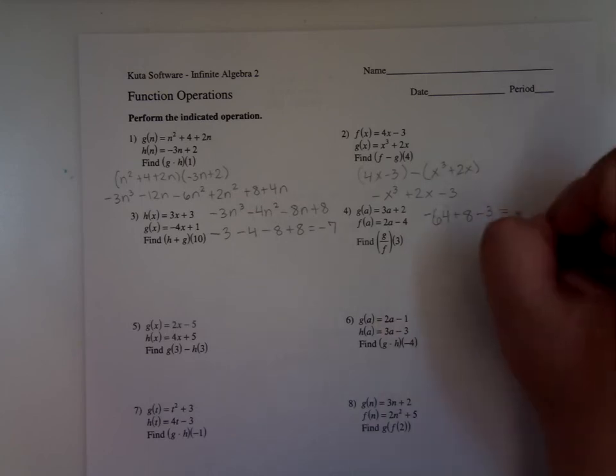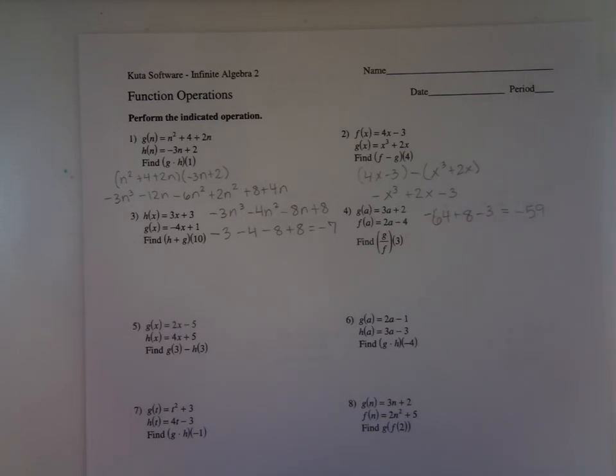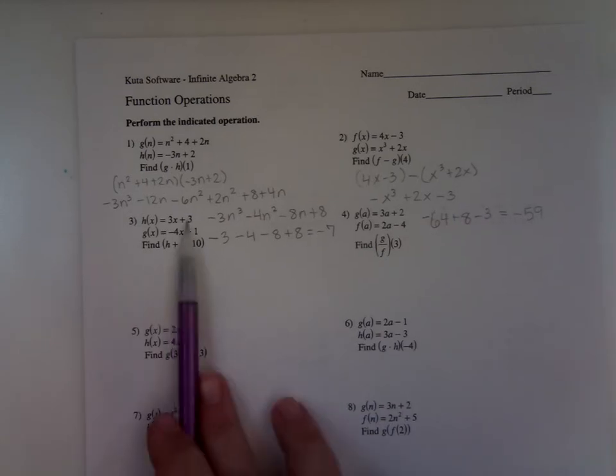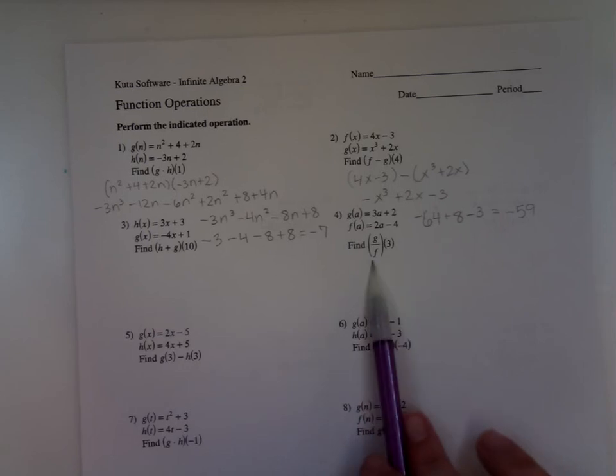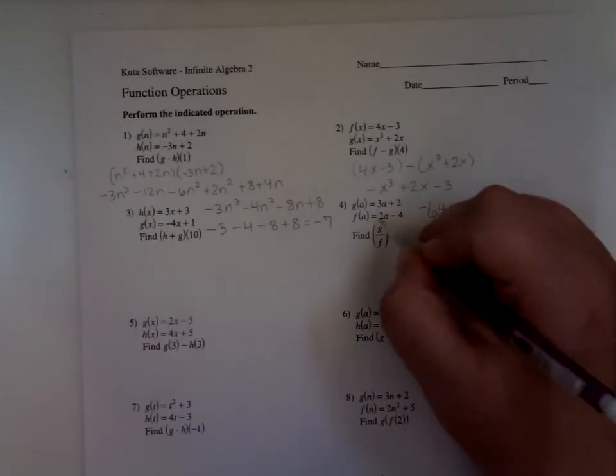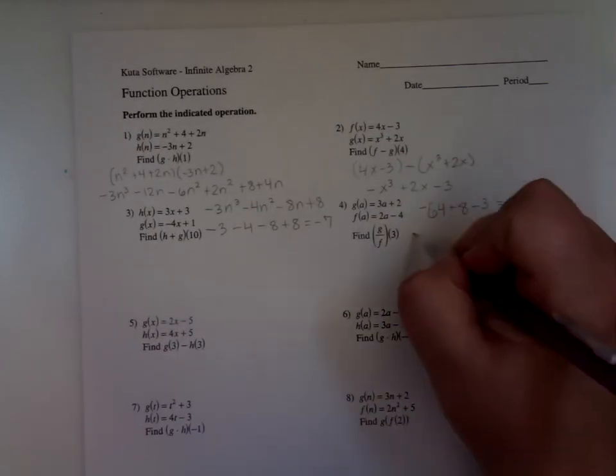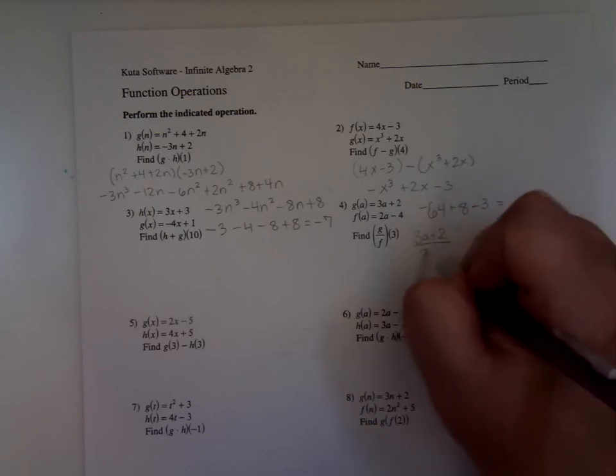So same thing with adding. First you add them. Here you divide them. We would just have 3a plus 2 over 2a minus 4, just like that, and then you would plug in 3.